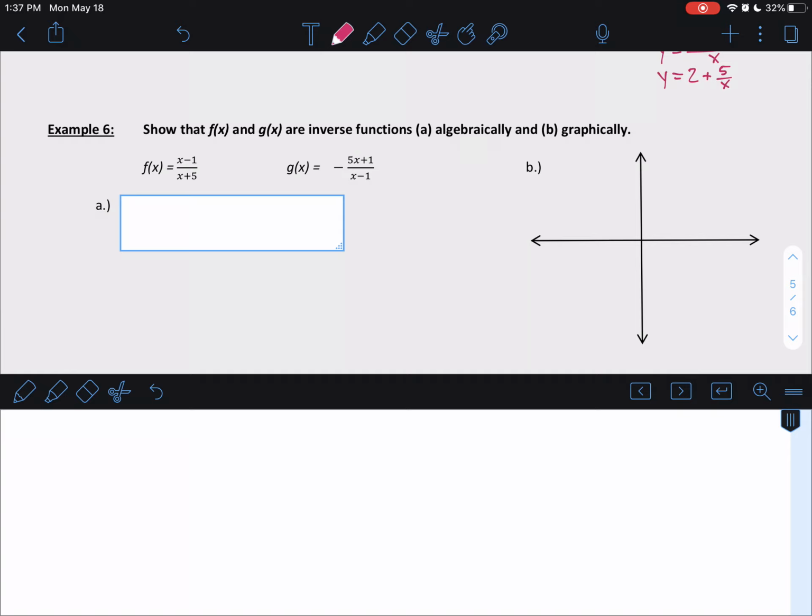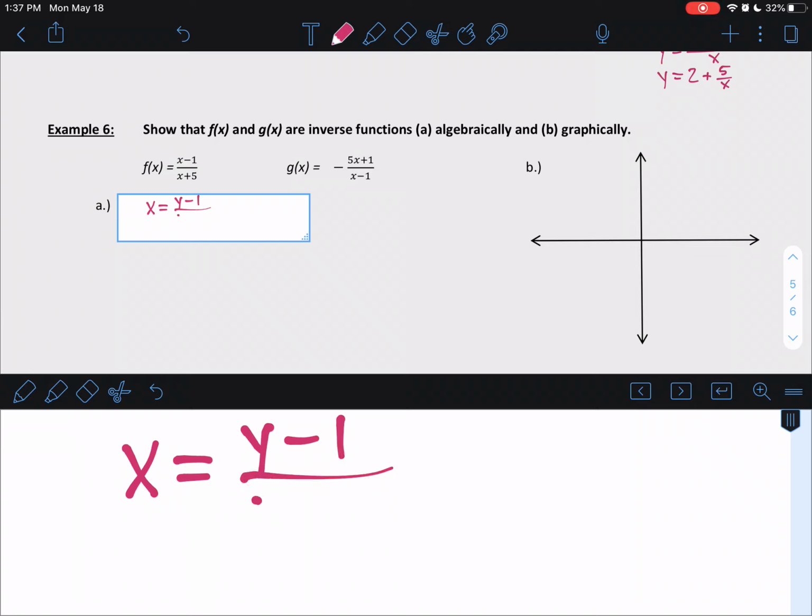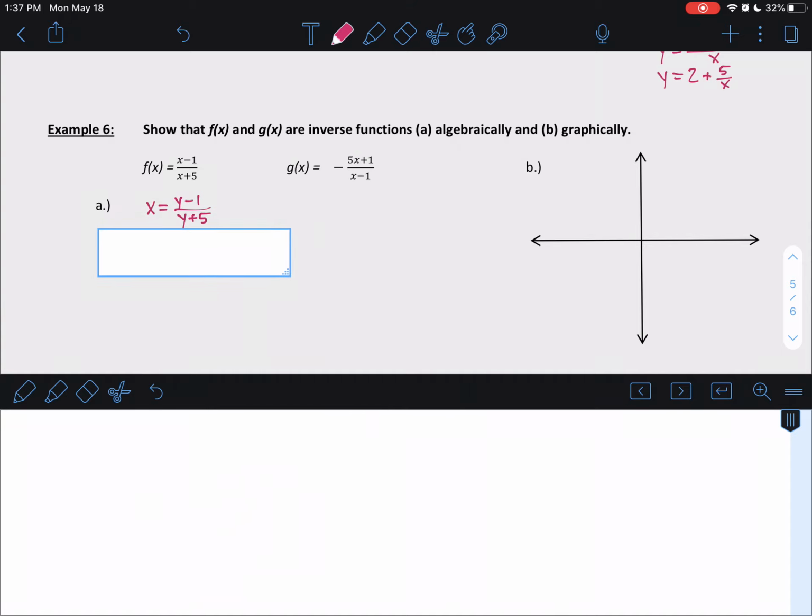So show that f of x and g of x are inverses. So it's telling me what the inverse is. But we have to prove it. So I have x minus 1 over x plus 5. So I'm just going to go ahead and knock out those first two steps. So I have x equals y minus 1 over y plus 5. My next step, I will multiply both sides by y plus 5. So x times y plus 5 equals y minus 1.